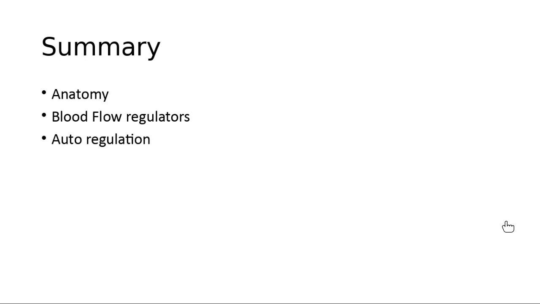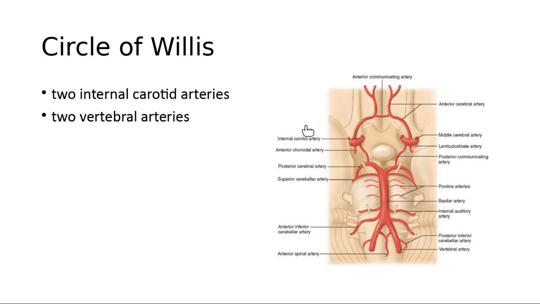So I'm going to start with the circle of Willis. It's an anastomotic ring that feeds the brain with oxygenated blood. It's comprised of two internal carotid arteries and two vertebral arteries. The internal carotid arteries move through the skull base via the foramen lacerum into the cavernous sinus via the carotid groove, and they join up with the circle of Willis at the posterior communicating artery, anterior communicating artery, and they feed into the middle cerebral artery.